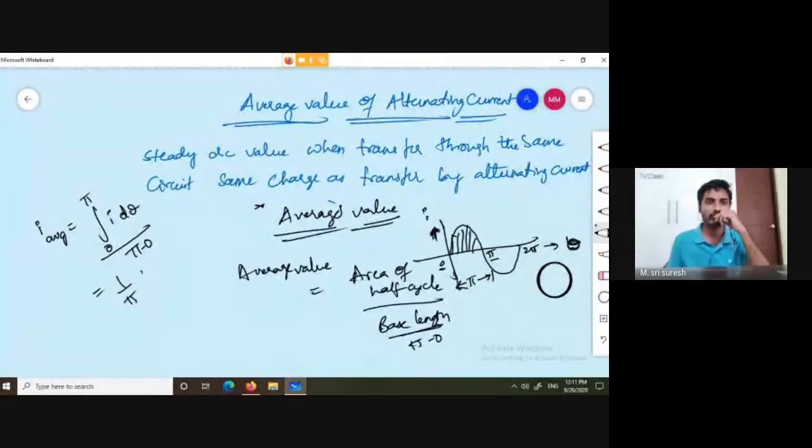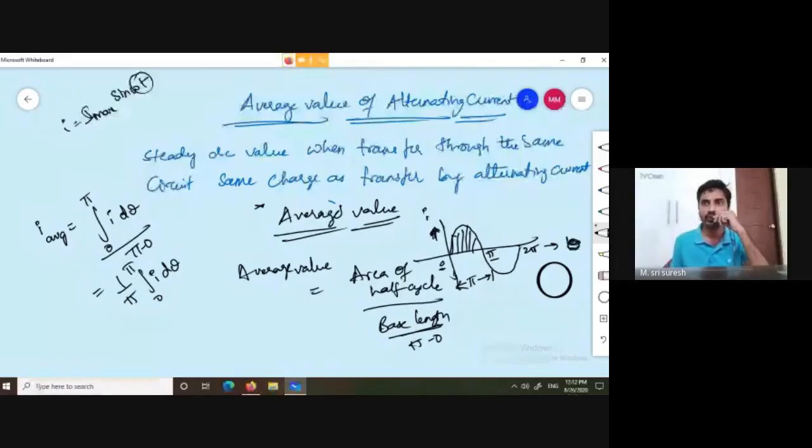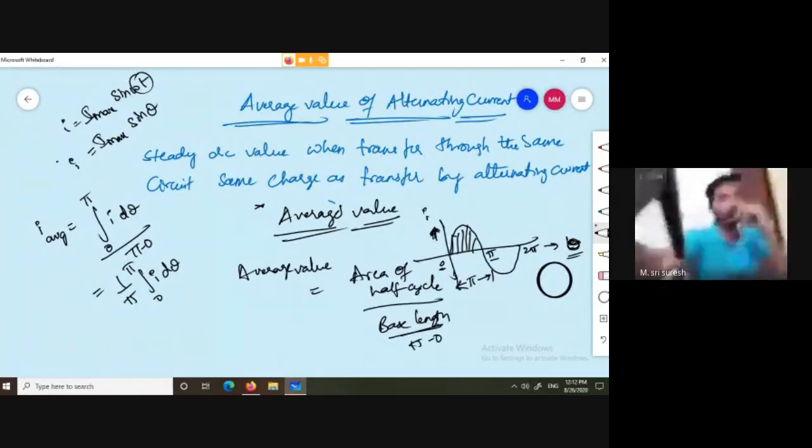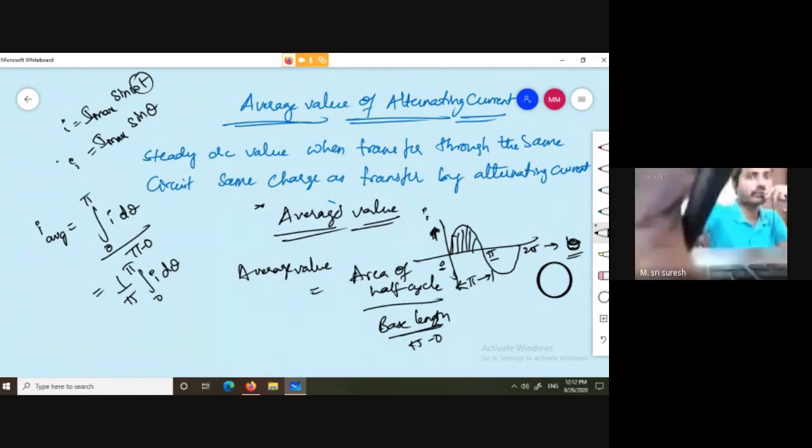So it can be written as 1 by pi, integral of 0 to pi of I d theta. We can represent I as the instantaneous value, I max sin omega t. Here omega t can be replaced with theta. Why? Because the x-axis here is theta. So this is the formula for I. Now I need to substitute this I value in this place.